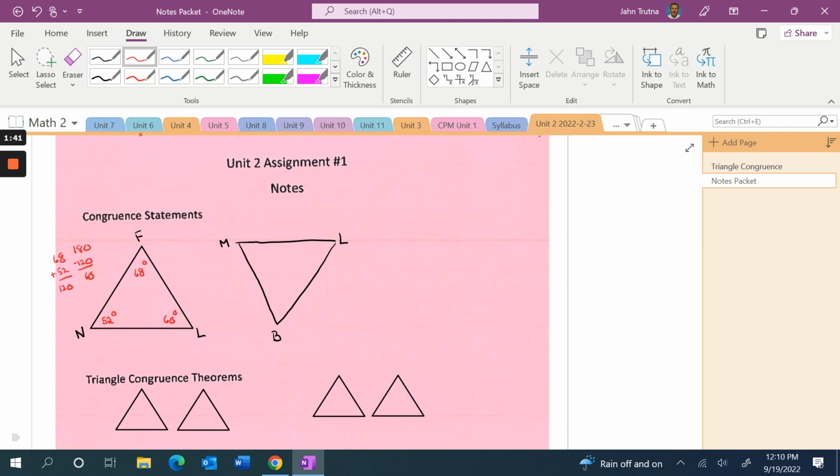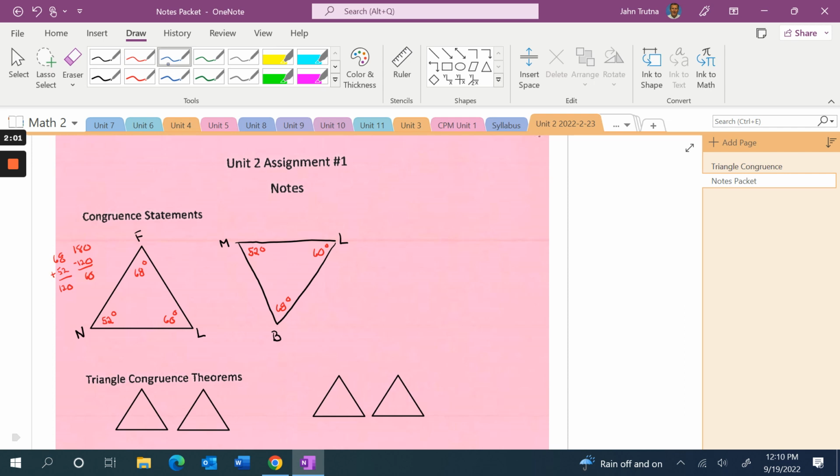Okay, then let's go over here and let's mark angle L as 60 degrees. Let's mark angle B as 68 degrees. And let's mark angle M as 52 degrees. Okay, let's add a little bit more.